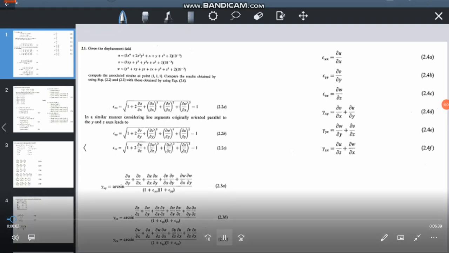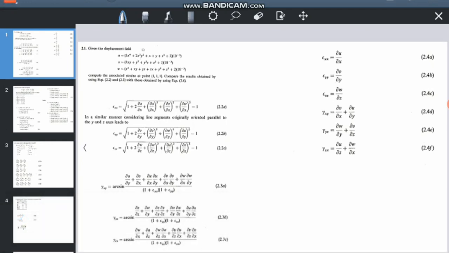So now we're going to start the numericals. The numericals are easy, and all you have to do is to just put the values. So it says to compute the displacement field. The fields are given, and compute associated strains at these points and compare the results by equation 2.2 and 2.3 with those obtained by equation 2.4.